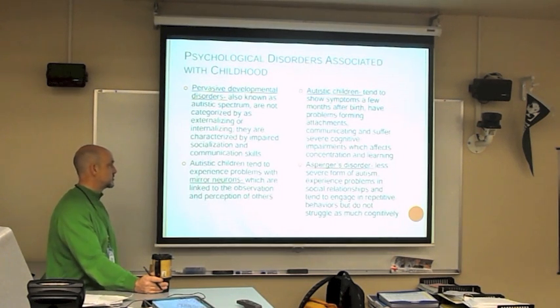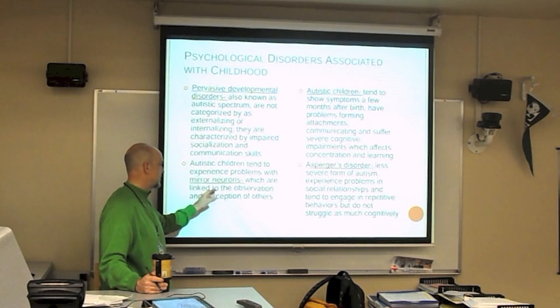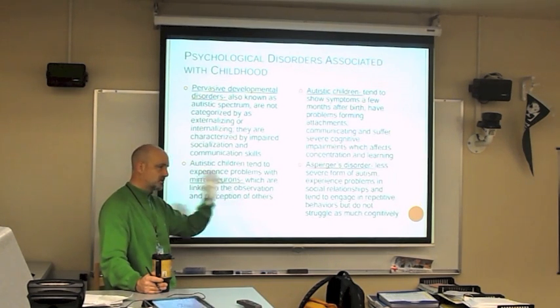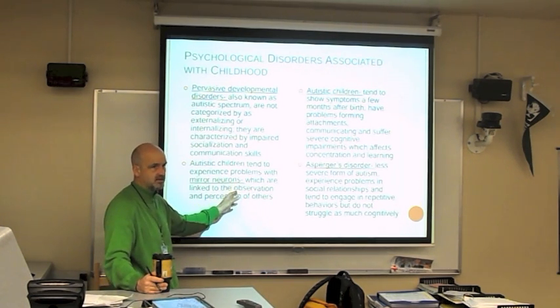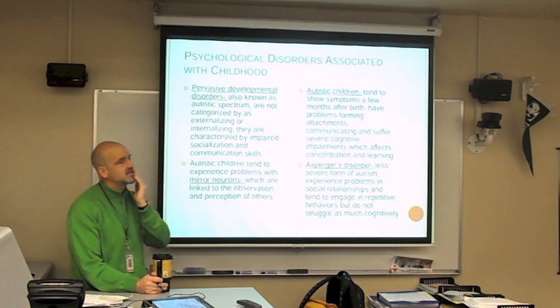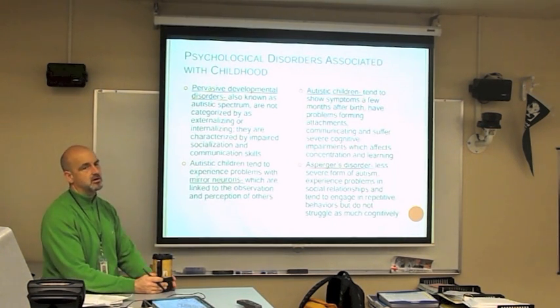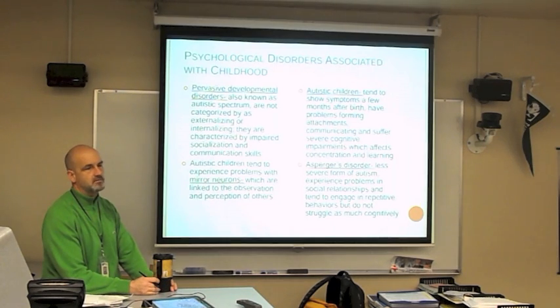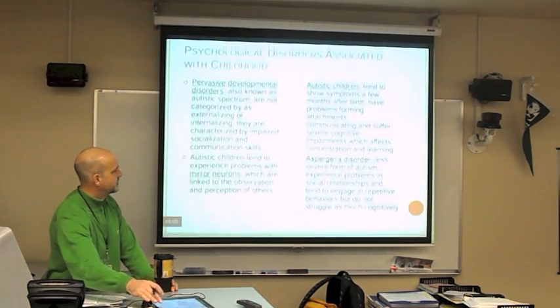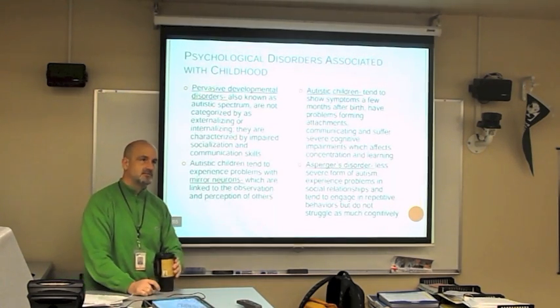Now, one thing I do want to point out, and you could see this on a question, autistic children tend to experience problems with something called mirror neurons. Mirror neurons are responsible for observation and perception of others. When you are looking at somebody, mirror neurons are being activated. Somebody that has autism may have a lack of mirror neurons. In other words, they don't function properly. Okay, and that's it for this chapter.